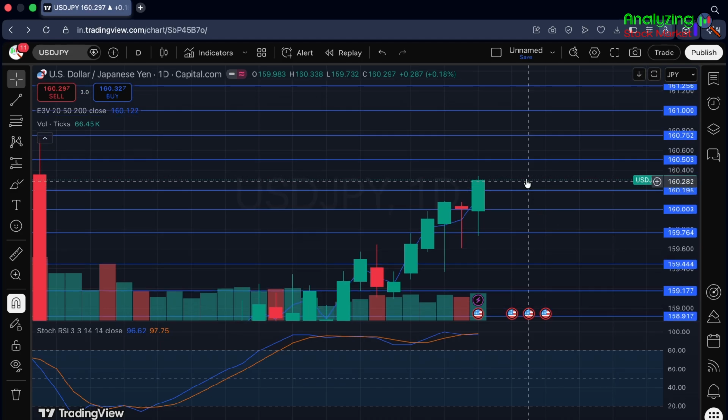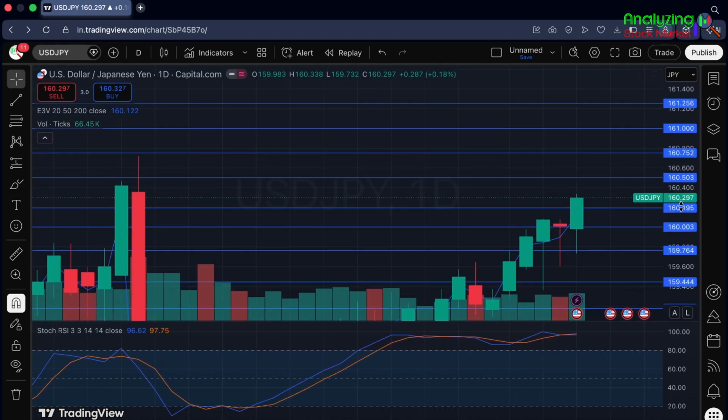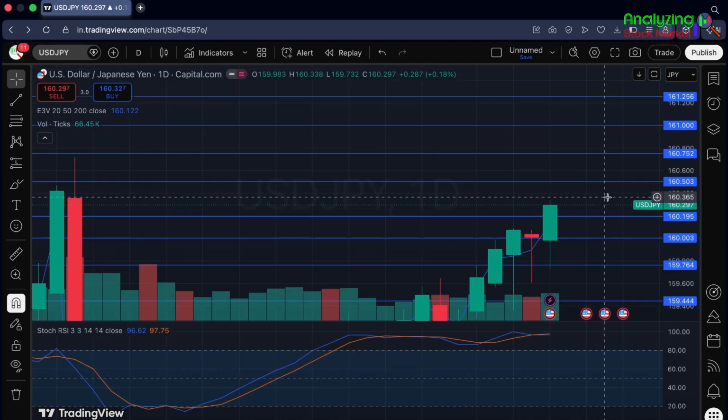So here, as you can see, some important support and resistance zones are already marked. So currently, we don't need to mark any new levels. Let's straight away talk about the closing first. Here, 160.297 is the closing. The direct support is 160.195. Direct resistance is 160.503. After direct support, there is a support of 160.003 and then 159.764. After direct resistance, there is a resistance of 160.752 and then 161.